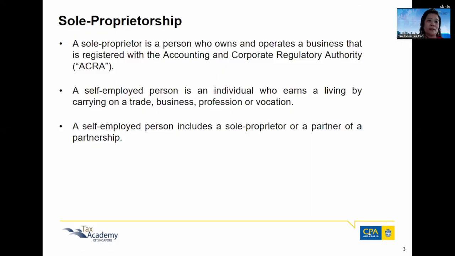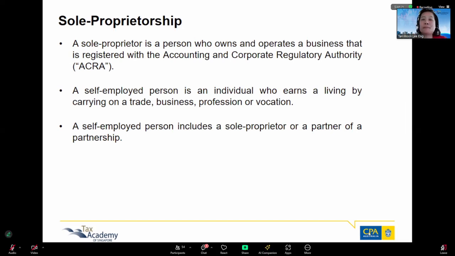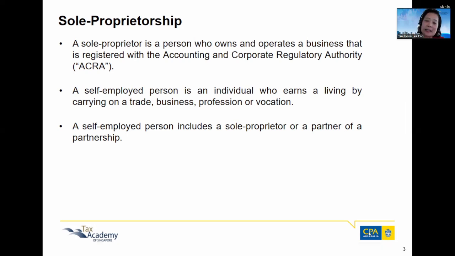Okay, so we have this sole proprietorship. A proprietorship is actually a business, the business entity. So the owner of the business is the sole proprietor. The sole proprietor is one who owns the business and earns a living by carrying on the business. The income that the sole proprietor earns from his sole proprietorship business is his business income. And we're going to assess it to tax in the name of the sole proprietor.